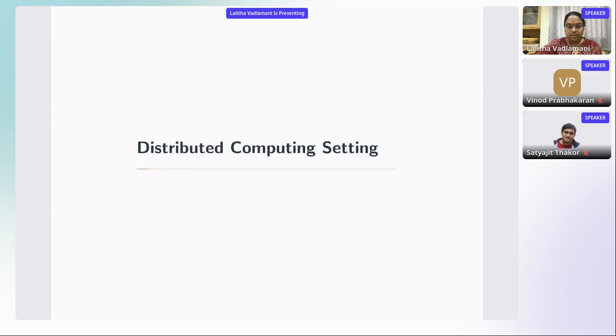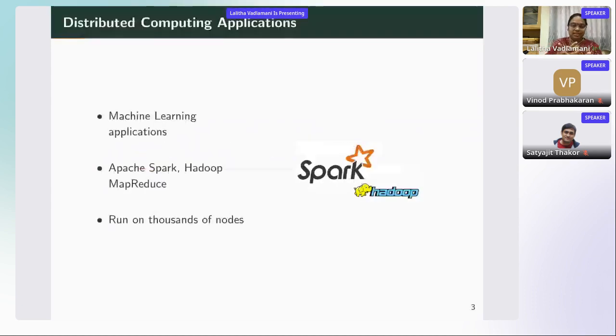So, the distributed computing setting. Just a very quick motivation. I think this field doesn't require that much motivation now. There are machine learning applications everywhere, and there are huge clusters which are performing distributed computing tasks all the time, like Apache Spark, Hadoop, MapReduce, etc. And these applications run on thousands of nodes. So just to formalize the setting a little bit.